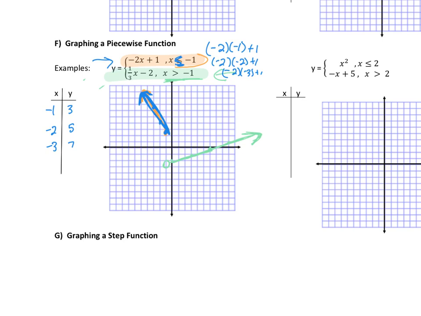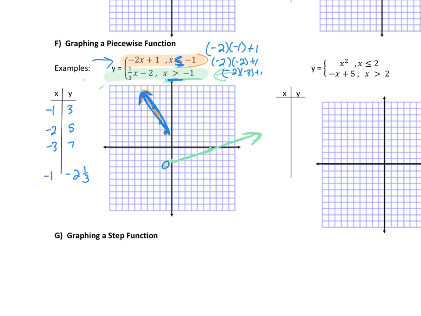Now we do a similar process. At negative 1, we want to plug in negative 1, but whatever that point value is, we want it to be an open circle. So if we plug in negative 1 into this other graph, 1/3 times negative 1 minus 2, we get as our answer negative 2 and 1/3. And that's where our open circle is.